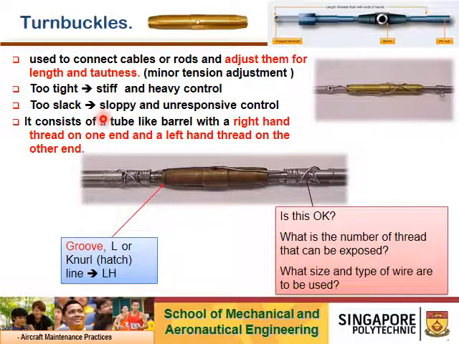So it consists of a barrel. This is a barrel, and the interesting part is that one side will be a left-hand thread and the other side will be a right-hand thread. So how do we differentiate?